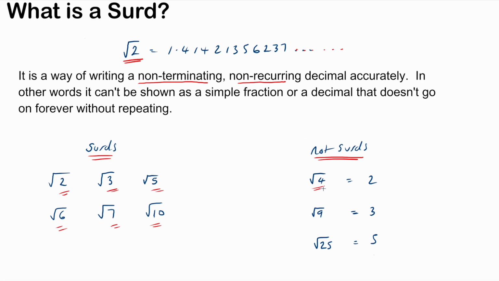Well, the square root of 4 is not a surd because the square root of 4 can be simplified to 2. The square root of 9 is not a surd because that can be simplified to 3. And any other square root that can be simplified down to an integer or a decimal that does end or does recur is also not a surd.